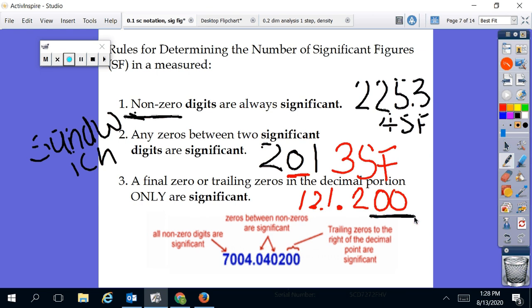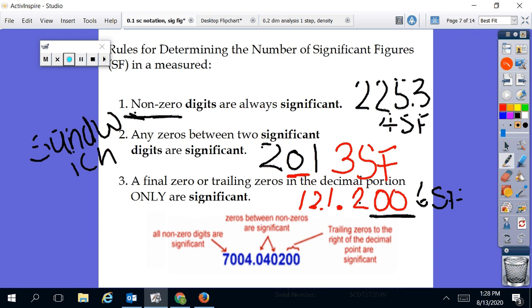So in this case, this number would have 1, 2, 3, 4, 5, 6 significant figures. Okay? So let's review the rules again. Non-zero digits are always significant. That means zeros are insignificant. Okay?